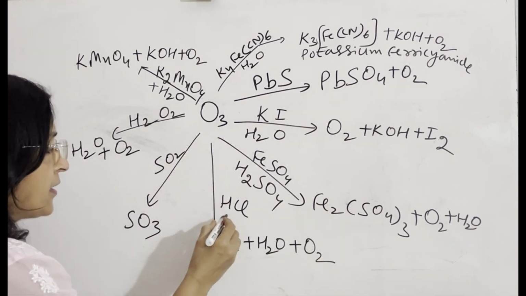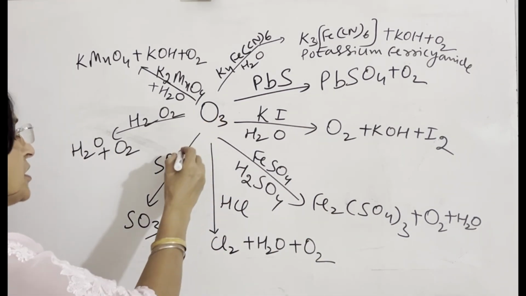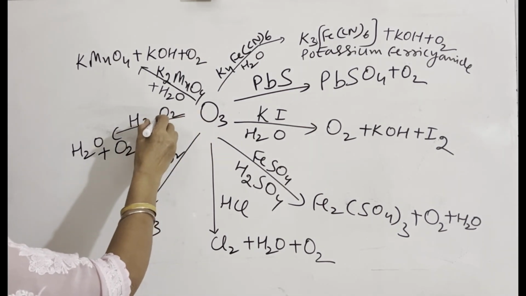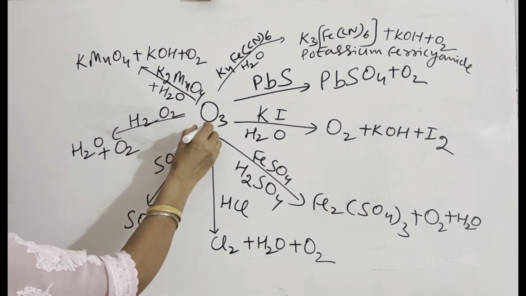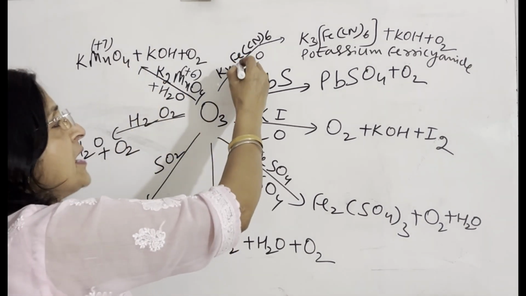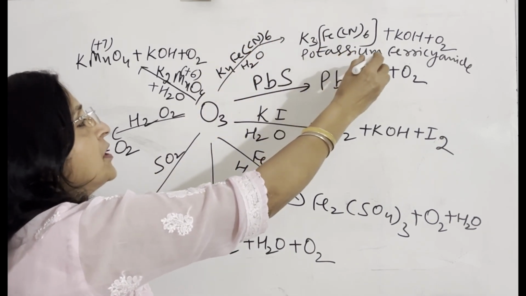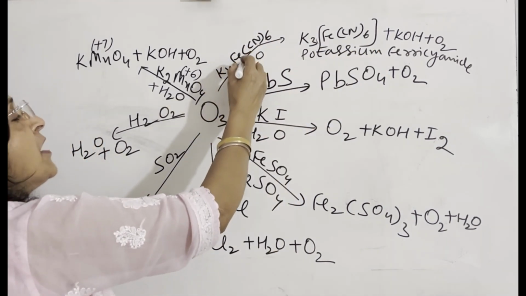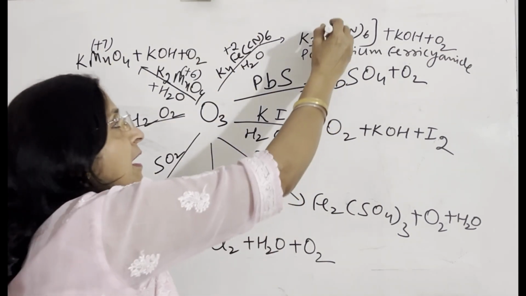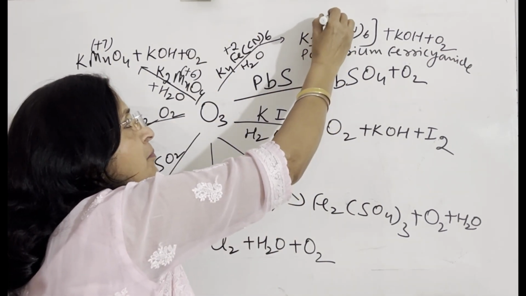Ozone oxidizes hydrochloric acid to chlorine. Ozone oxidizes sulfur dioxide to sulfur trioxide. Ozone oxidizes hydrogen peroxide to oxygen. Ozone oxidizes potassium manganate to potassium permanganate. Ozone oxidizes potassium ferrocyanide to potassium ferricyanide. In potassium ferrocyanide, oxidation state of iron is +2. And in potassium ferricyanide, the oxidation state of iron is +3.